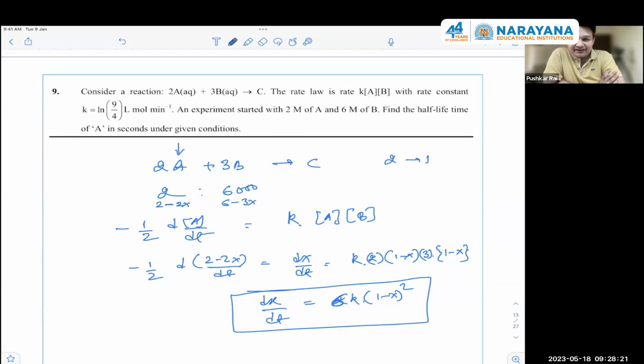Yes, you're right. So how will we find out the half time then? I mean, 1 minus x and 1 minus 2x. We'll integrate those two, we'll get the answer. Okay, half-life time of A is given, no? So in this respect, it has been given. Yes, you're right. Thank you for telling. I just forgot, 2 M and 6 M.